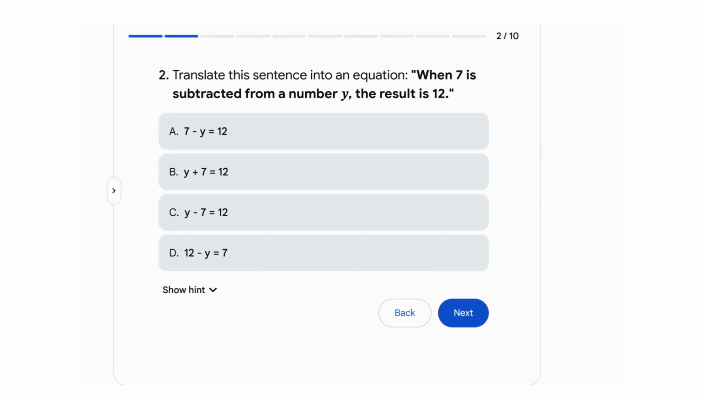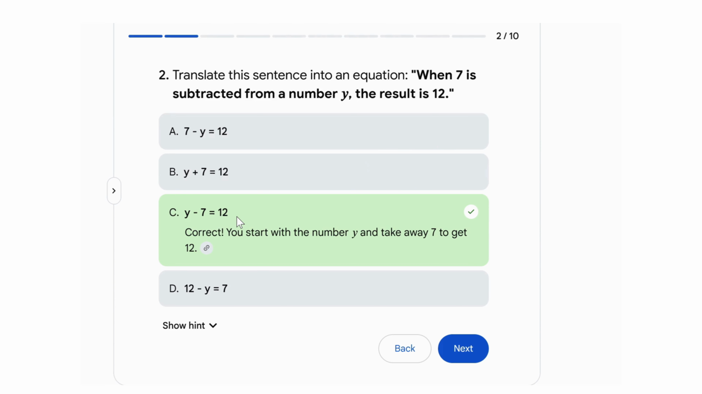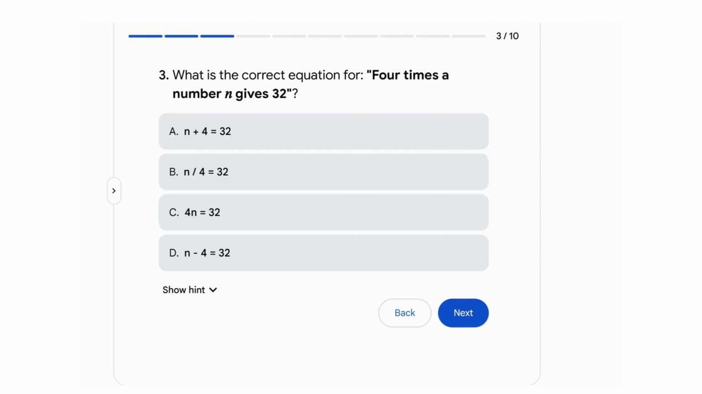Translate this sentence into an equation. When 7 is subtracted from a number y, so we have y here, and then 7 is subtracted from y. The result is 12. That is y minus 7 equals 12. That's C. Correct. You start with the number y and take away 7 to get 12. Let's go to the next one.